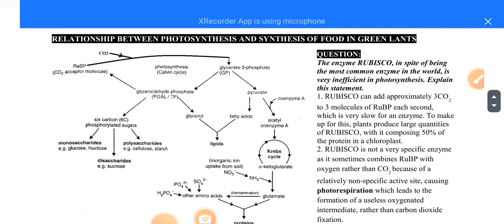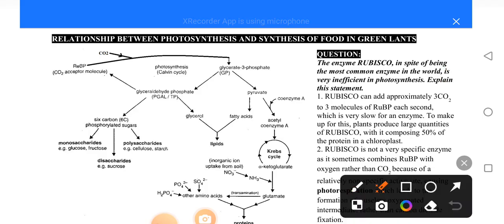Now we are going to look at the relationship between photosynthesis and the synthesis of food in green plants. That's going to be our main area of emphasis today. Now, let me begin like this.